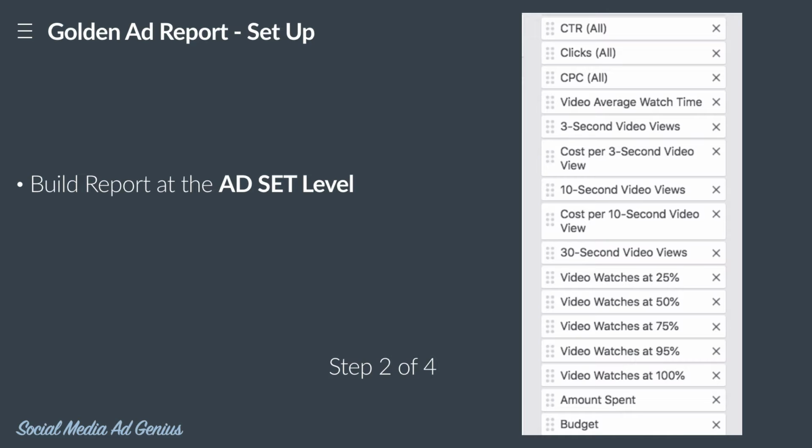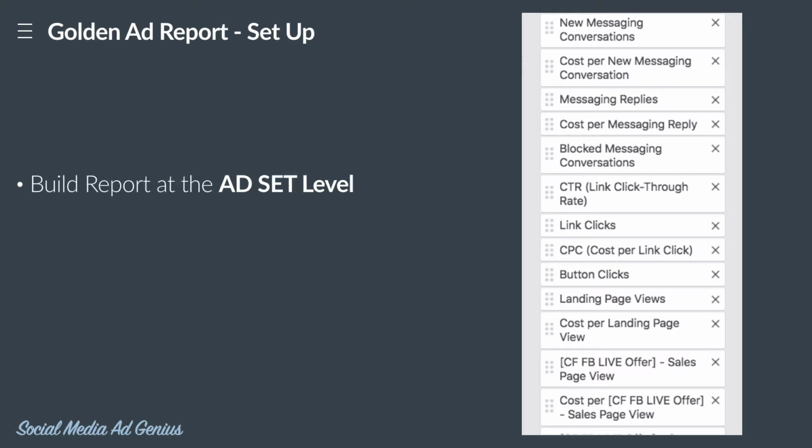Cost per 3-second. 10-second video views, cost per 10-second. 30-second video views, what was the cost there? And then video watches 25, 50, 75, 95, 100%, and then amount spent and budget. Now what this is essentially going to show us is that once someone looks at an ad, if they click on it, or what happens if they end up watching a video. So if they click away from this, meaning they click on the ad and go to the site, that's what you're going to see in step number 3.